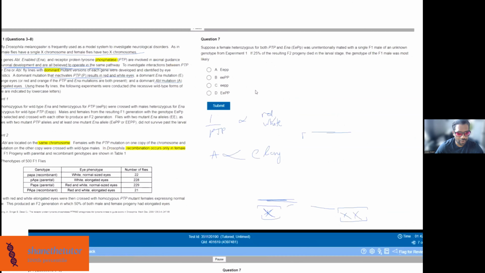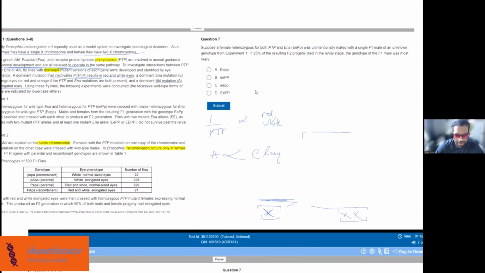It says, suppose a female that's heterozygous for both PTP and ENA with this genotype here, which is big E, big P, little p, was unintentionally mated with a single F1 male of an unknown genotype from experiment 1. If 25% of the resulting F2 progeny died in the larval stage, the genotype of the F1 male was most likely, and we have the different genotypes here.